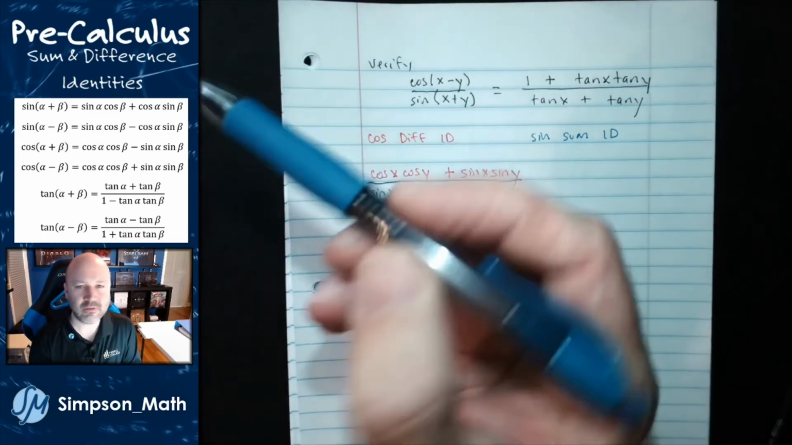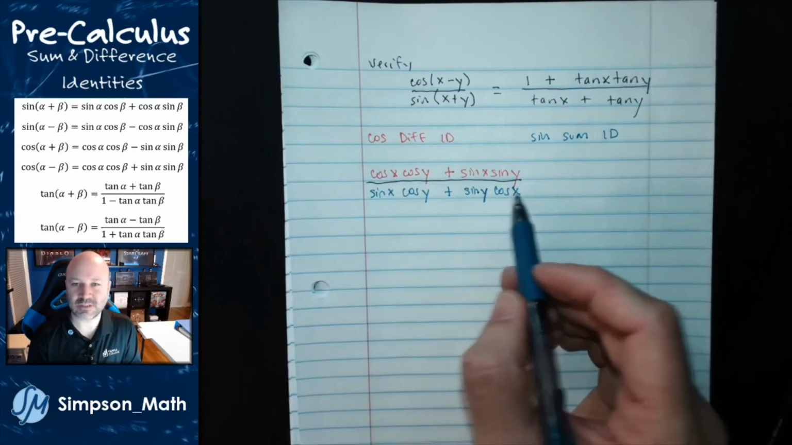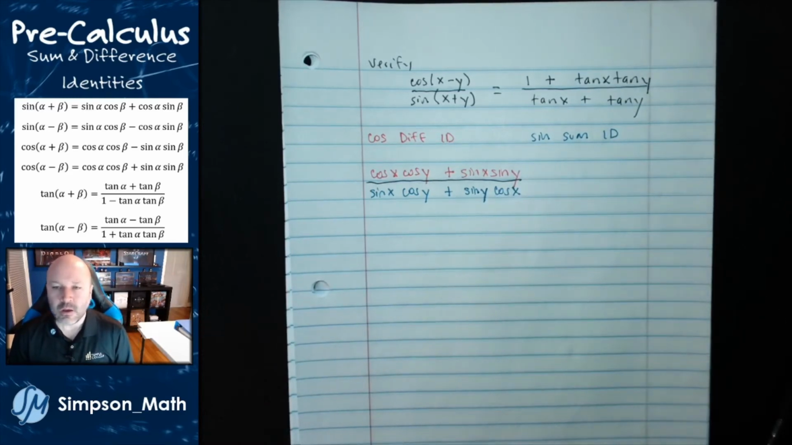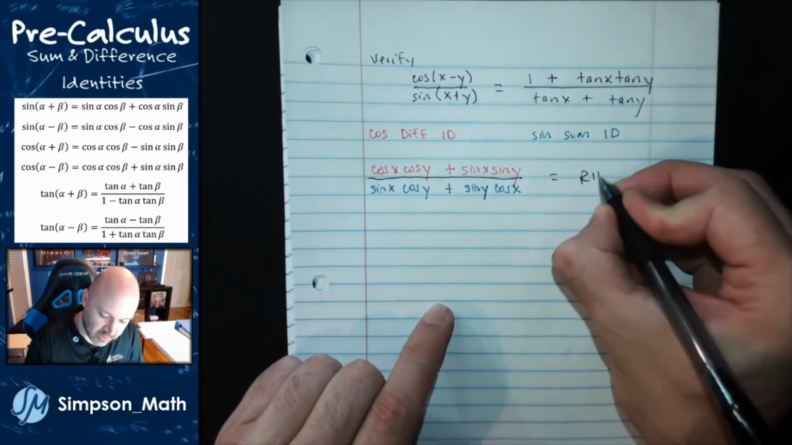Is that exactly how I wrote it over there? Let's see. Sine sum. Oh, I do switch the cosine and sine. That's okay though. Okay, and that's supposed to equal all that stuff on the right-hand side.